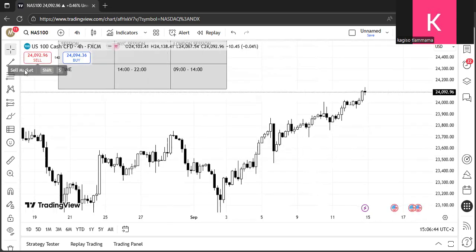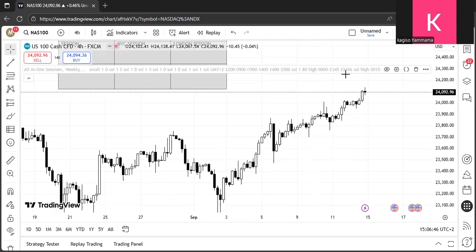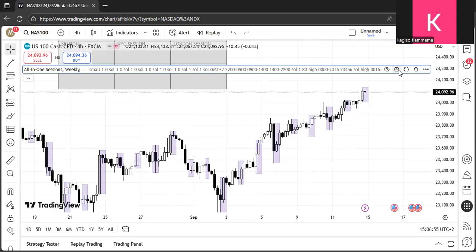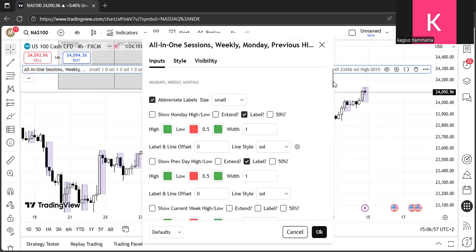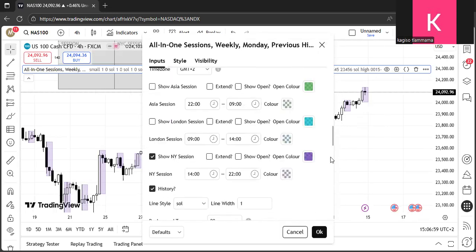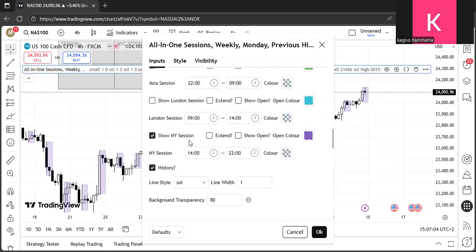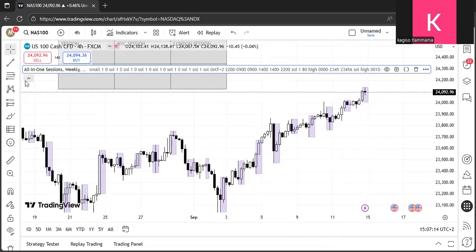So I have an indicator that tells time. Let's check the settings if it's correct. Okay, so I've ticked on the New York session, which is between 2 until 10. And then I've also marked the history so that we can see the previous data.